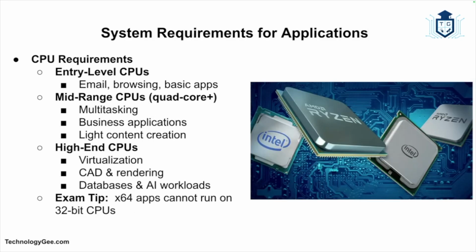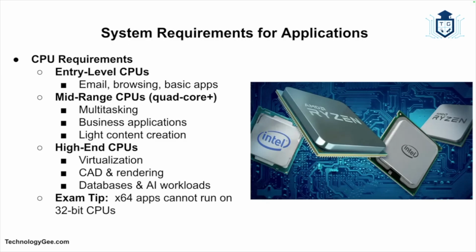Next, we have our CPU requirements. So the CPU, this is the engine that drives everything. And some applications are light, while others demand serious horsepower. So we have our entry-level CPUs like Intel Celeron and AMD Athlon, and this is fine for email, browsing, and light applications. You got your quad-core CPUs like the Intel i5 or AMD Ryzen 5. This can handle multitasking, light editing, and most business applications.